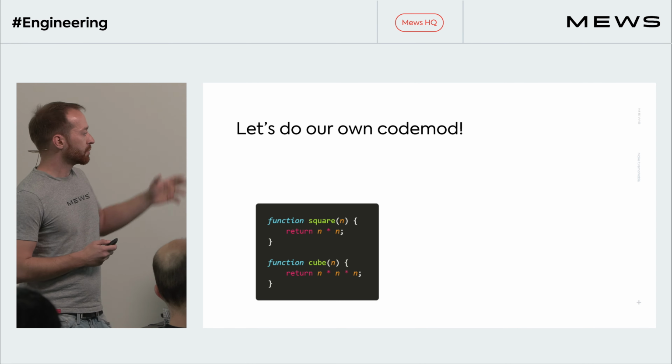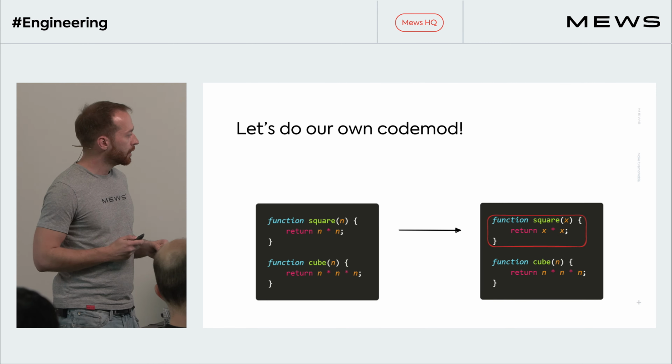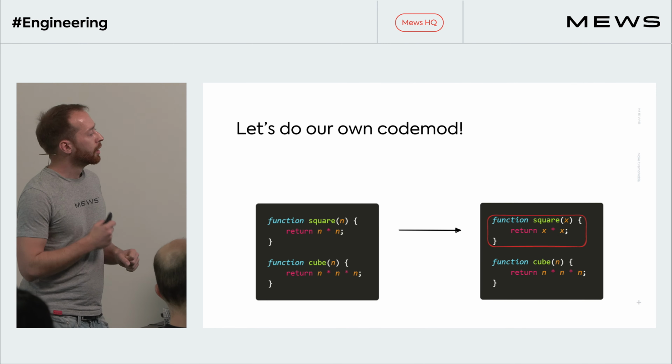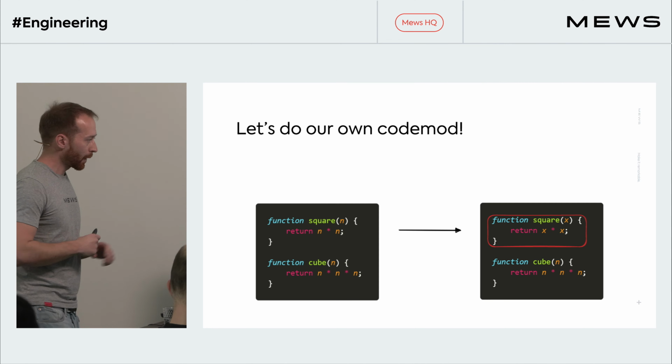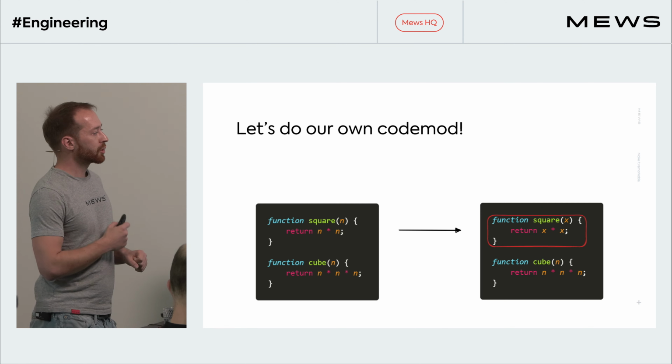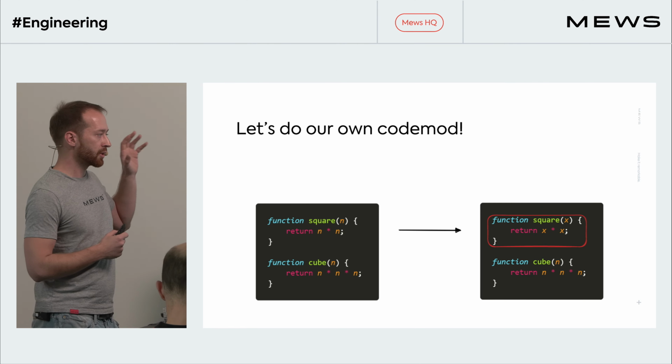So we have this piece of code. It's just two functions, square and cube. And let's say we would like to change the square to use x for variables instead of n. Very contrived example, right? But it already shows you some problems. We have those two functions in the same file. And if we would just run simple find and replace, we would have to deal with the fact that we don't want to change cube.